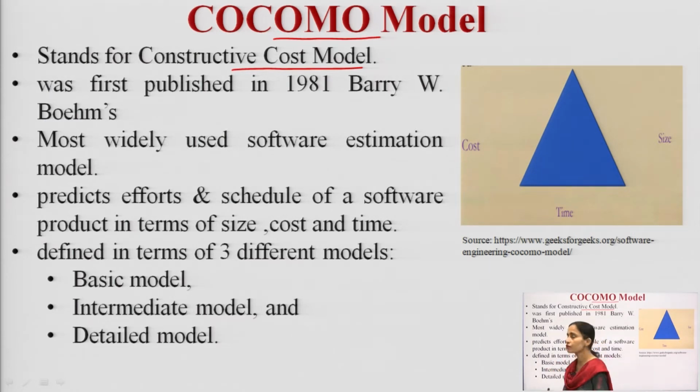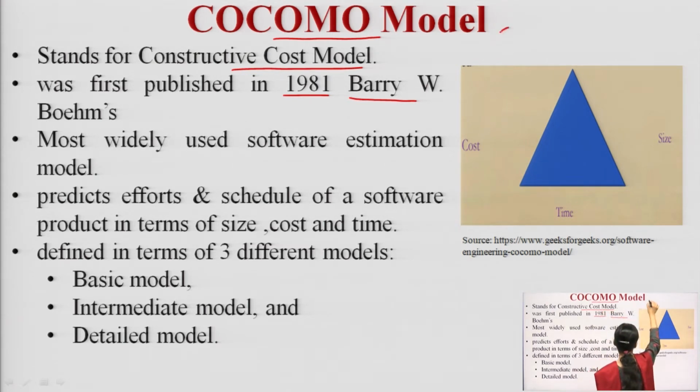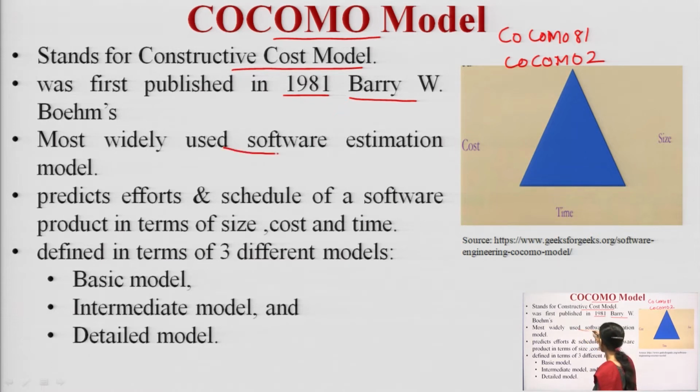This was first established in 1981 by B.W. Boehm in the software engineering book. The first model is known as COCOMO 81, and its later versions were given again as COCOMO 2. So, it is most widely used as a software estimation model.